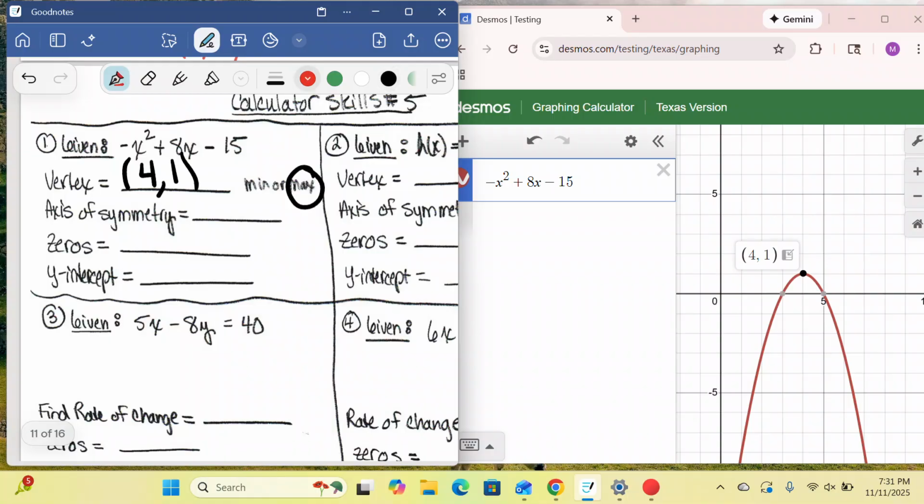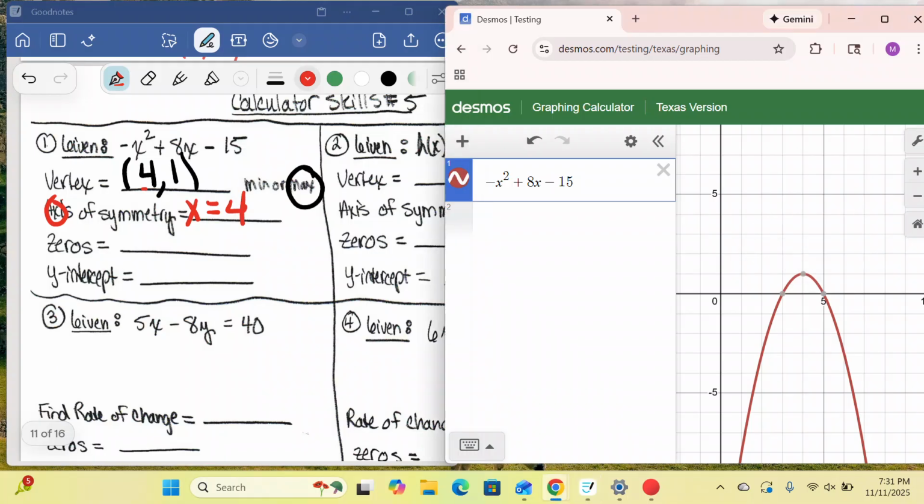Next, the question of axis of symmetry. I'm going to circle my x because it's going to be an x value. It is going to be the x value of the vertex. The x value right here is 4. So the x value is 4. Why? Because it cuts our parabola in half.